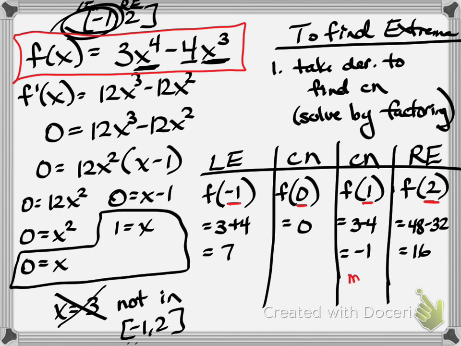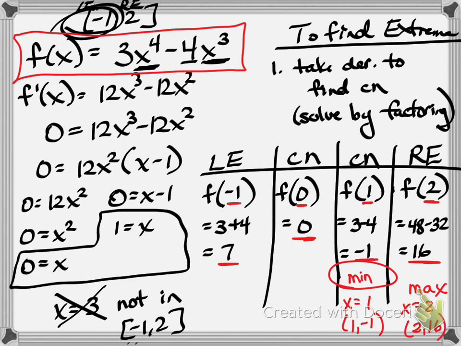So you see that this is the minimum. Negative 1 is the smallest value that we got, so it's our absolute minimum. So we have an absolute minimum at x equals 1, and the ordered pair would be 1, negative 1. You don't have to write them as ordered pairs; I just want you to put minimum here. And 16 is the highest value, so that's our max. So we have a max at x equals 2, or at the point 2, 16.